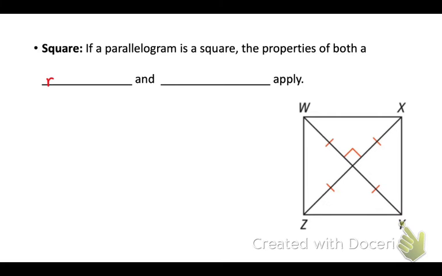a rhombus and rectangle apply. So both things have to happen from a rhombus and a rectangle. So that was all the sides are congruent, right? The diagonals were congruent and they bisect each other.